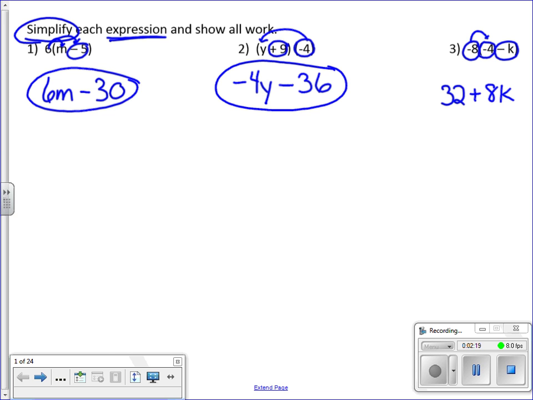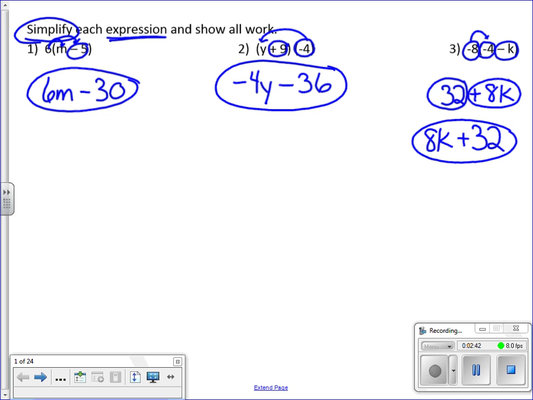Now, the only thing is, I've mentioned before, whenever you are writing expressions, you should have the term that has the variable first. So what I really should do here is just kind of switch this around. This is a positive 32. This is a positive 8k. So it's going to be 8k plus 32. And then this is actually my final answer right here. If you left it as 32 plus 8k, that would be okay. I'm not going to take off.